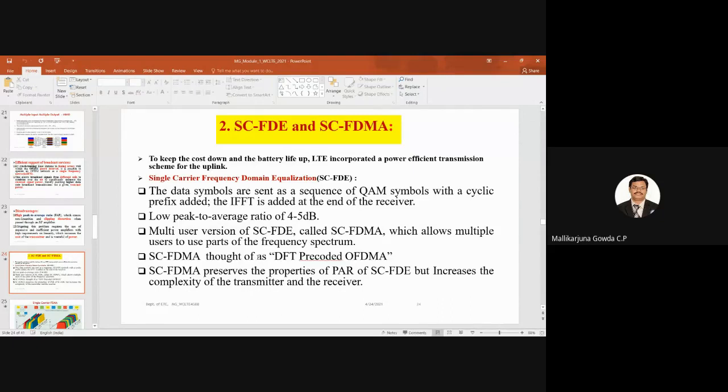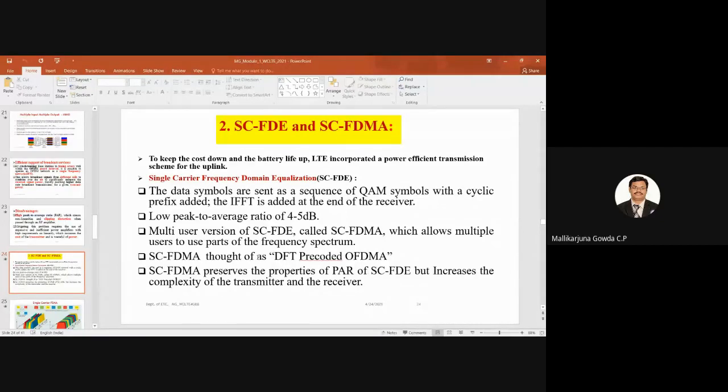So it is possible to cut down the cost and increase the battery life by using a technique called single carrier frequency domain equalization, that is SC-FDE. In brief, I will tell in what way this technology is going to cut down the cost as well as improve the battery life. We will have a discussion in detail in the subsequent lectures with the block diagram and other things.